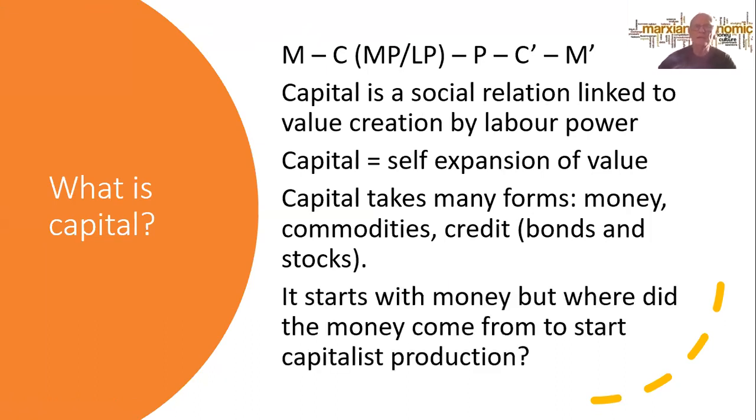So a capitalist starts with money, and capitalism starts with money. But where did money come from to start capitalist production? Because capitalist production hasn't always existed. There are other forms of production or modes of production in society. So where did the money come from to get the capitalists going? Why did some people have money and nobody else? So only those people with the money can actually start capitalist production.